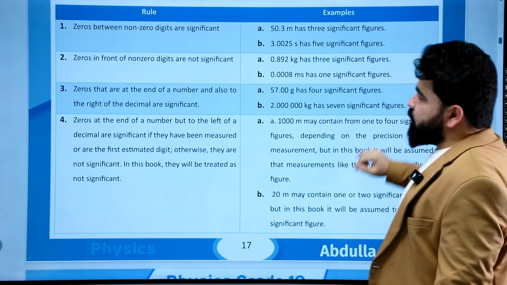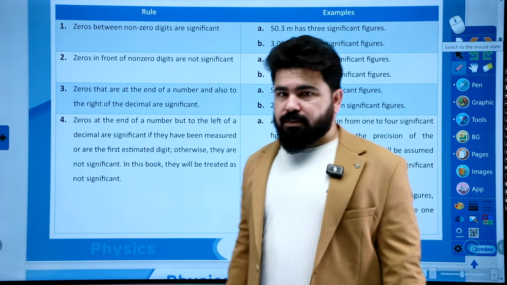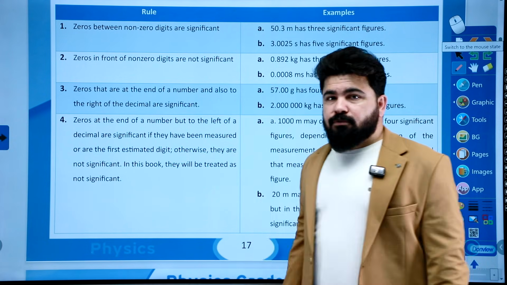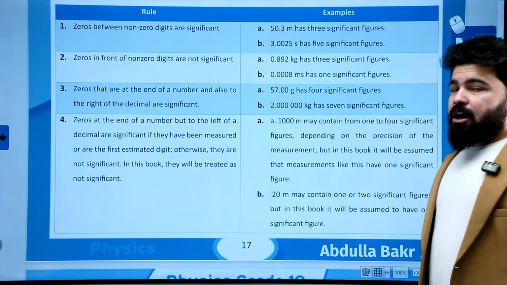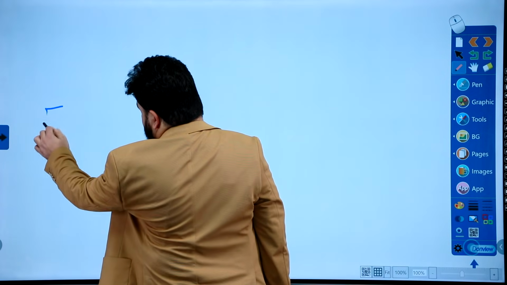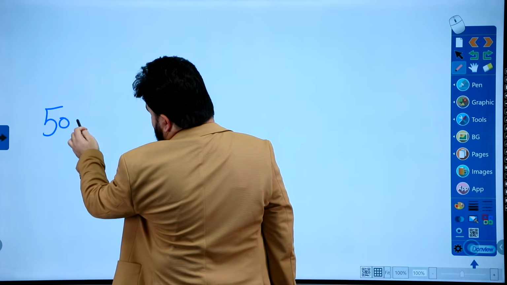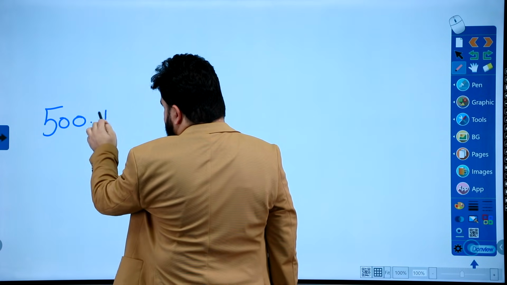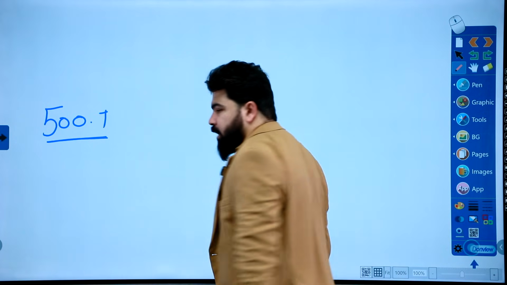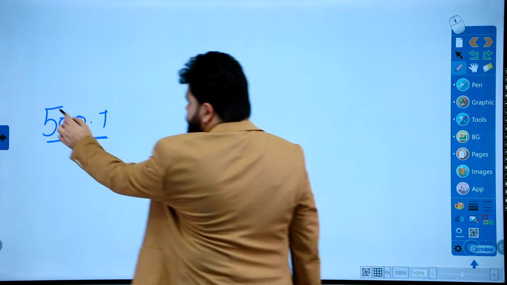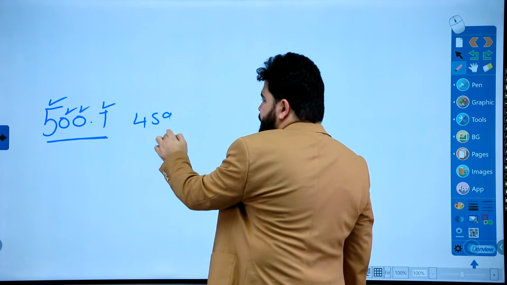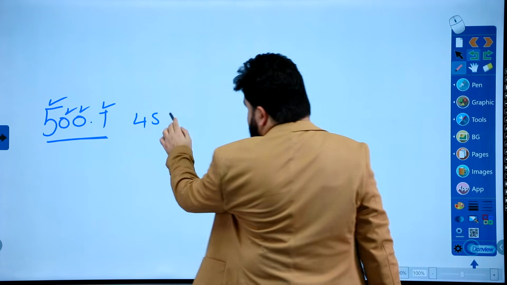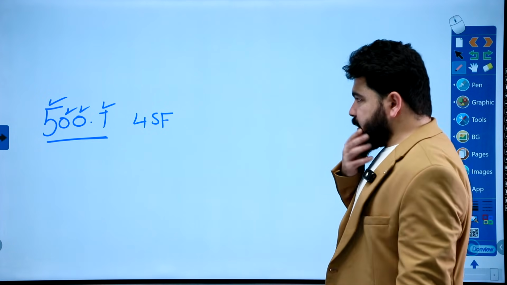We have significant figures and we have some rules for significant figures. The first rule says zeros between non-zero digits are significant. For example, let's say 500.1. How many significant figures do I have here? I have 1, 2, 3, and 4. So I have 4 significant figures.